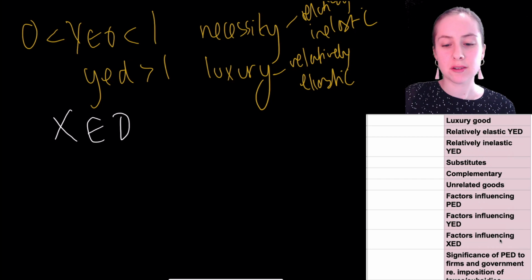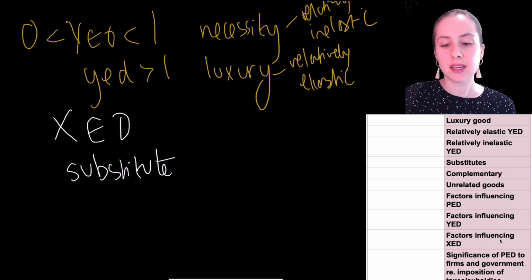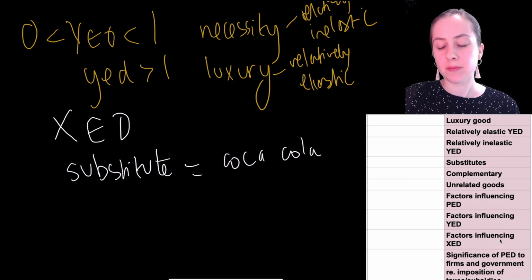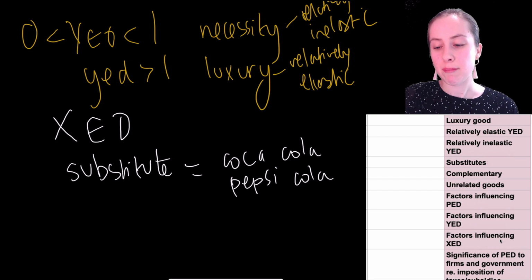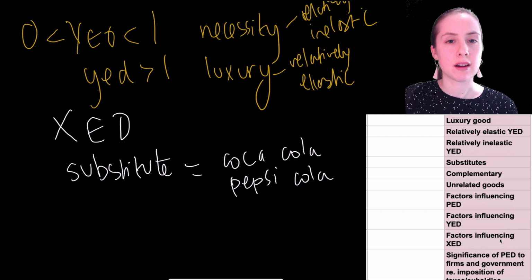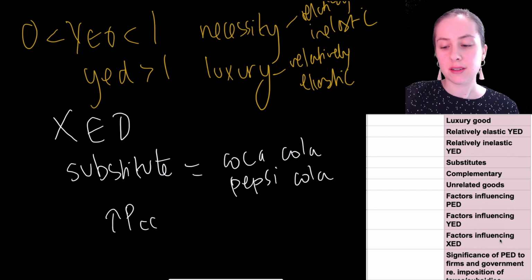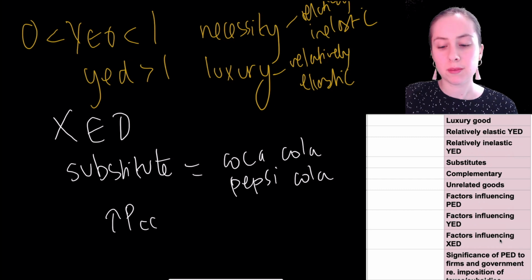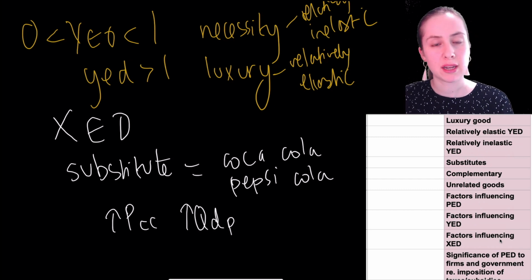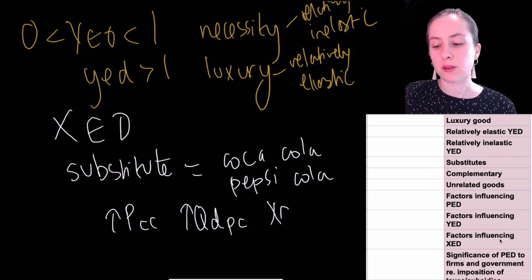Substitutes relate to XED, which was that cross-price elasticity. An example of a substitute is Coca-Cola and Pepsi. Most people don't really care about switching between them because they provide the same sense of utility. They're interchangeable. If the price of Coca-Cola goes up, people are going to stop buying Coca-Cola and switch to Pepsi, so the quantity demanded of Pepsi will increase.